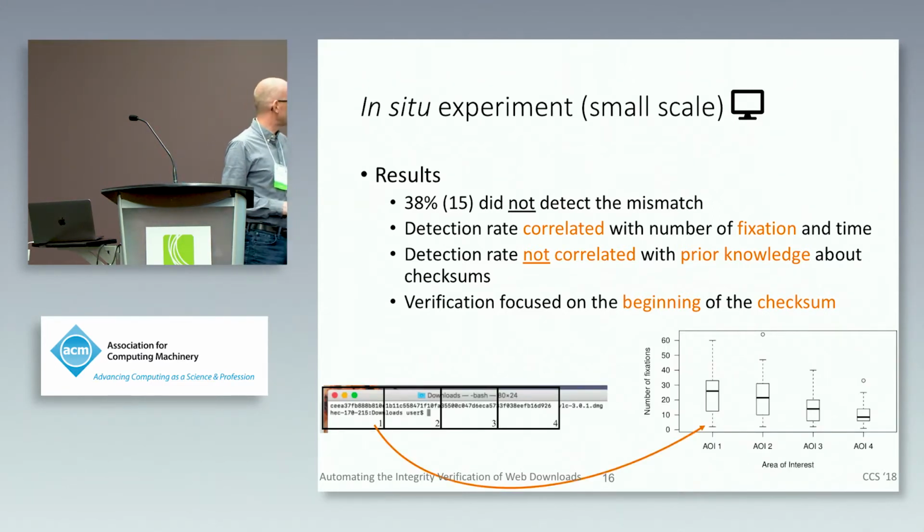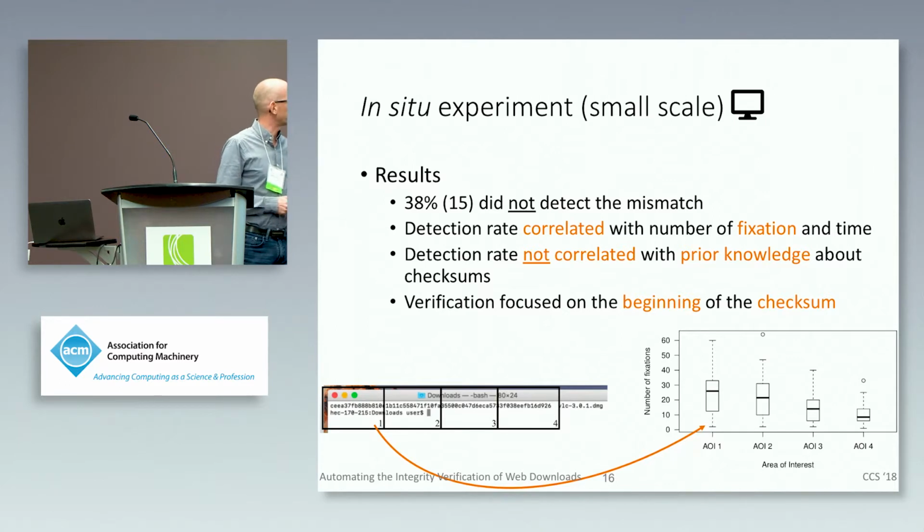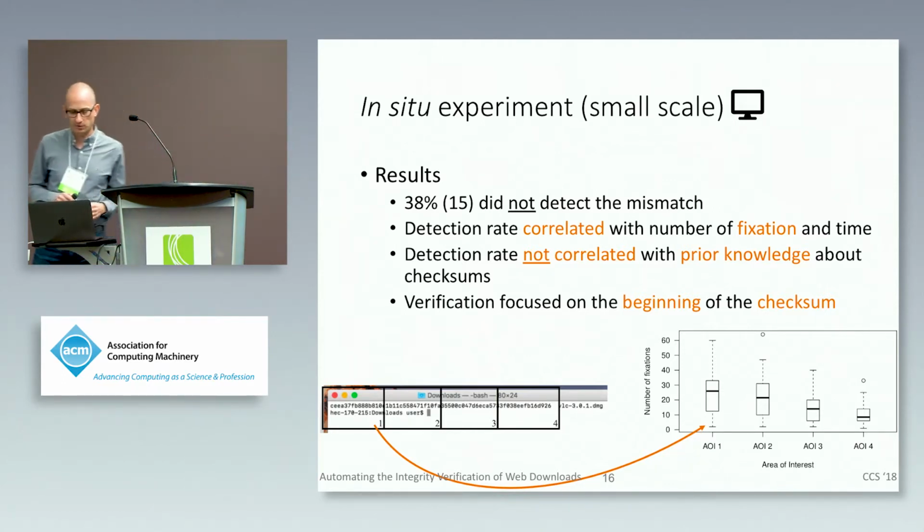To measure that, what we did is we split the checksums into 4 areas of interest, and then we measured the fixation time and dwelling time in those 4 different areas of interest. And what you see on the graph on the right here is that the attention and the dwelling time decrease from the first to the last, which means that they pay more attention to the beginning of the checksums.